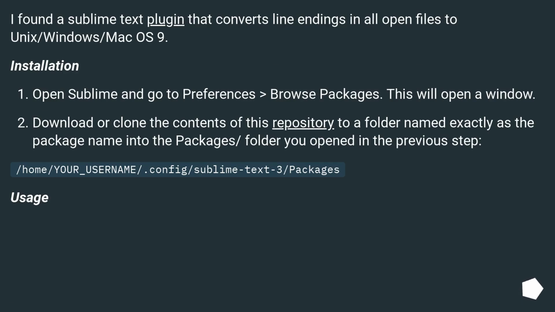I found a Sublime Text plugin that converts line endings in all open files to Unix/Windows/Mac OS 9. Installation: open Sublime and go to Preferences > Browse Packages. This will open a window. Download or clone the contents of this repository to a folder named exactly as the package name into the Packages folder you opened in the previous step: /home/your_username/.config/sublime-text-3/Packages.